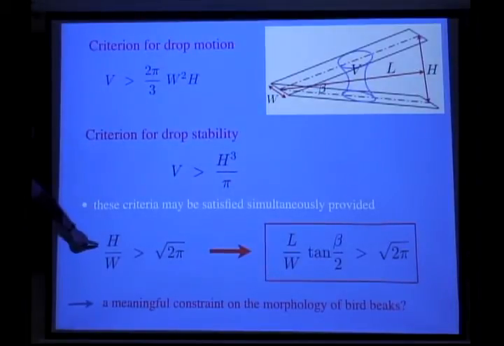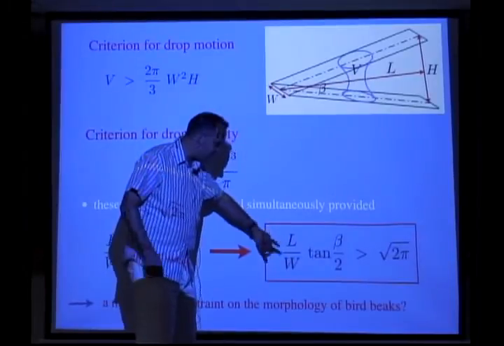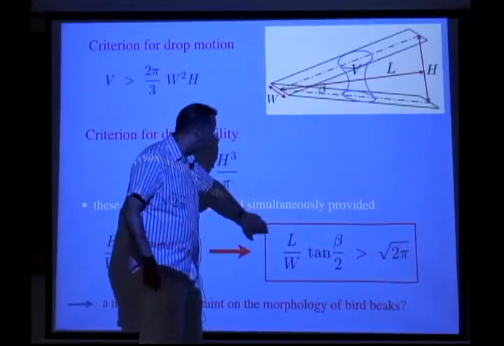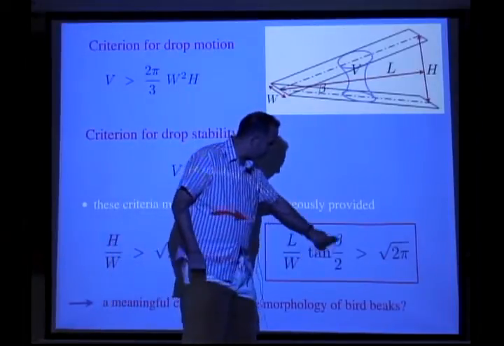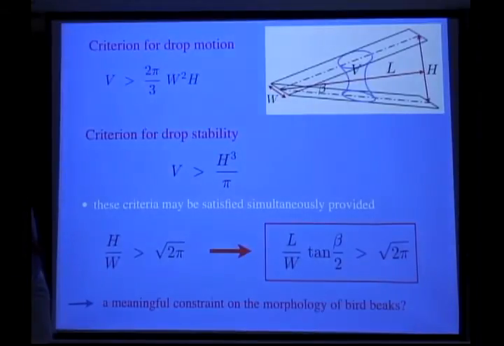And it boils down to this. Basically the beak has to be long and thin. So the ratio of the length to the width times the tangent of the opening angle has to be greater than the square root of 2 pi. Which is kind of interesting, right? I thought, that's why these birds all have very long, thin beaks.